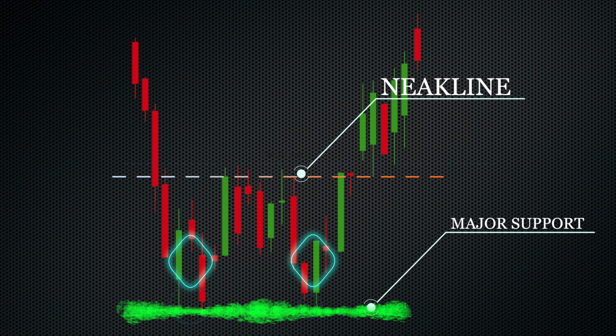When the price breaks the neckline, normally we have one pullback on the lower time frame as well. Then we go in on the break, and the target is the last swing high, which is the next resistance line. We talked about that before. Now we're going to go through some examples of the double bottom.